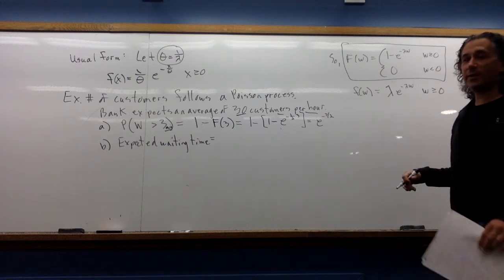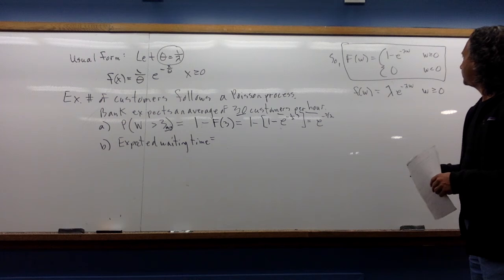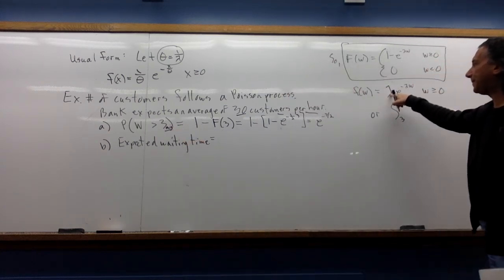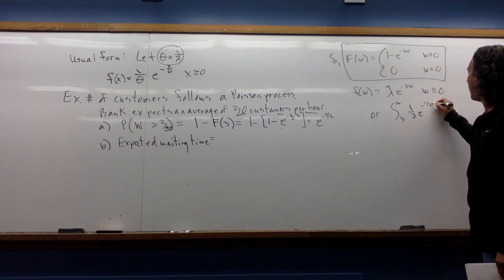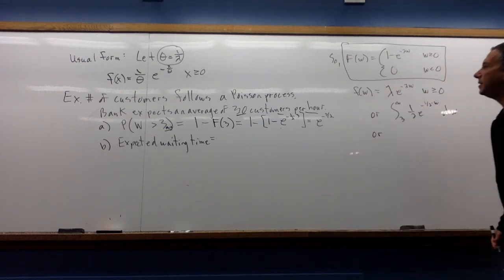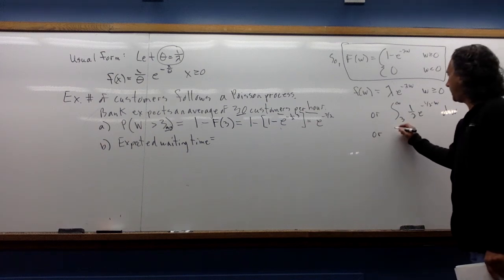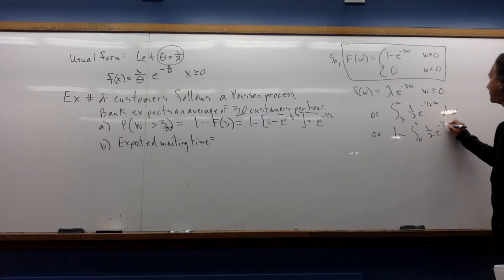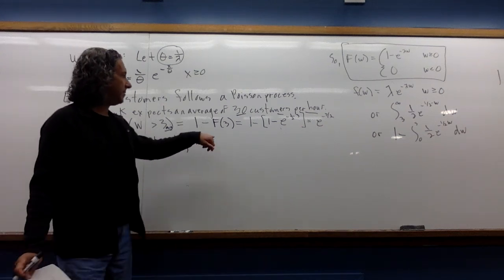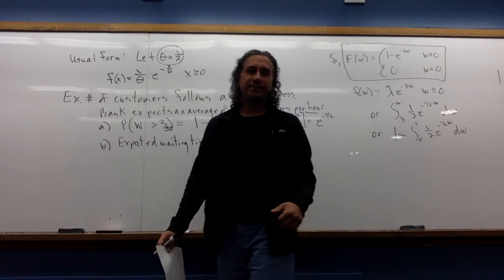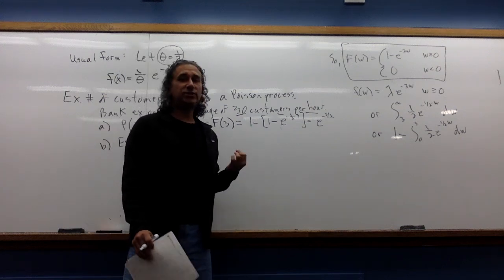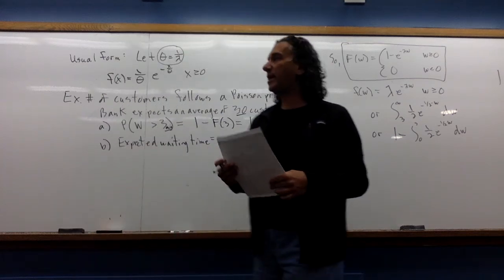Let me say that there are actually 2 other ways that you could have solved this. One way is to integrate from 3 to infinity, waiting more than 3 minutes, my lambda, which is 1/2 e to the minus 1/2 w dw. Or I could have integrated from 0 to 3, e to the minus 1/2 w times 1/2, and take 1 minus that value. I would not do that because I already have the CDF. But I want to point this out because I want you to really get that relationship between the PDFs and the CDFs.